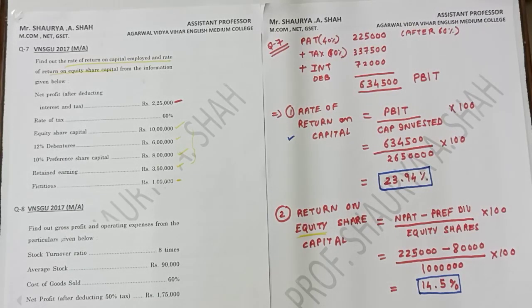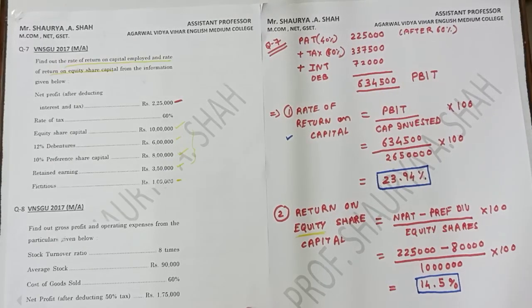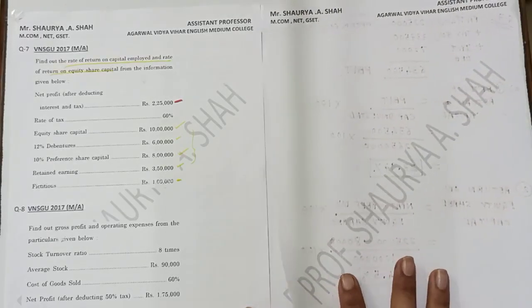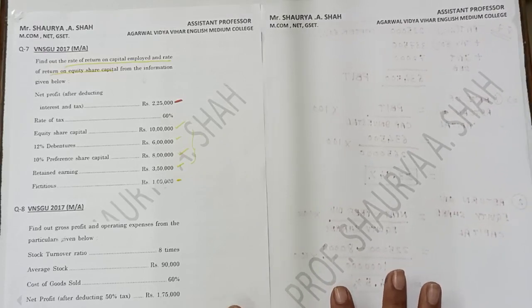Fine. Moving on, students. You can note it down if you have not yet completed. I'll give you 5 seconds to complete your sum. Fine. I suppose now everyone must have completed the sum. Moving on to the next sum, that is your question number 8. Again VNSGU 2017 March April, right?